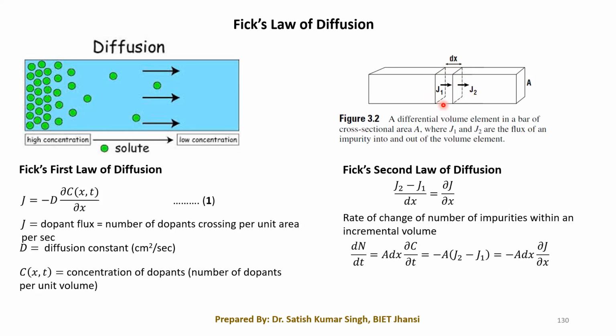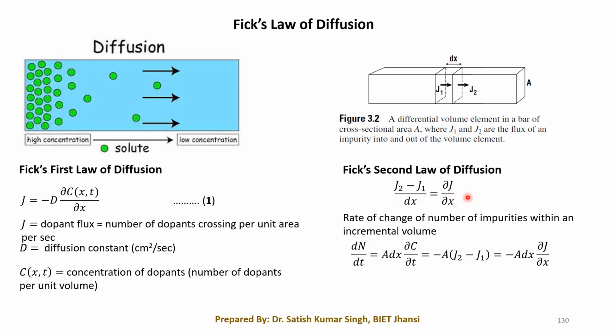Now if we wish to write this equation: if J1 and J2 are not the same, then there will be a certain net accumulation within this incremental volume. So first of all, we can write (J2 minus J1) divided by dx, which is equal to ∂J/∂x, where J is a function of both space and time. So we can write this as ∂J/∂x.